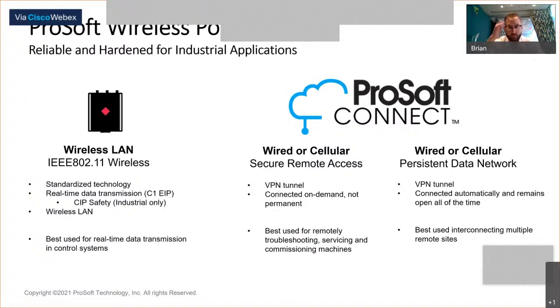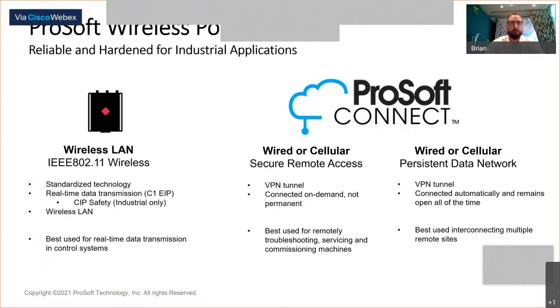But first, we can also see that we have this wireless remote access and wireless persistent data network offering. So both of these applications leverage our ICX35 cellular modem, where secure remote access is perfect for remotely troubleshooting, remotely servicing, or remotely commissioning equipment. And the persistent data network is ideal for interconnecting multiple remote sites, whether they're in the same county, different counties, different states, or even different countries. So these are the technologies that we're going to dive into here.